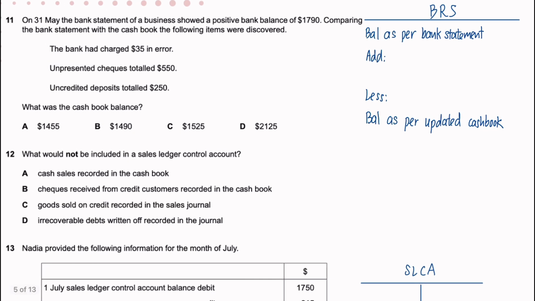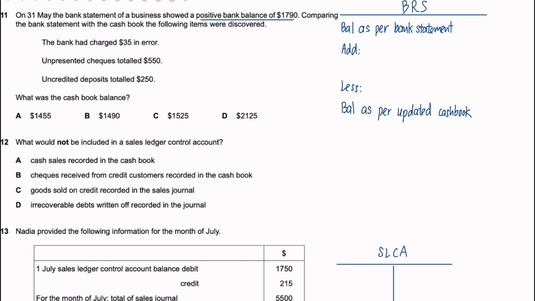Okay, question 11. On 31st May, the bank statement of the business showed a positive bank balance of 1790. Comparing the bank statement with the cash book, the following items were discovered. For this question, you need to prepare a bank reconciliation statement. So let's put down the balance first. 1790, it's positive, so just put it as it is. The bank had charged 35 in error. So this means that the bank has over deducted.